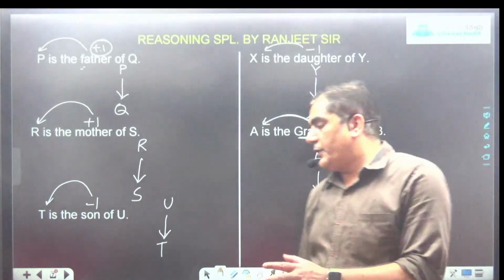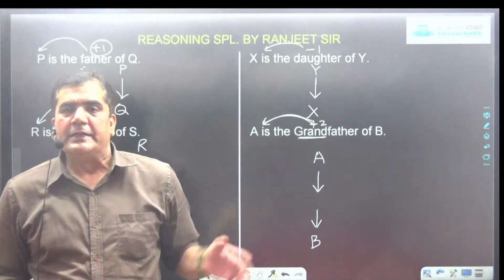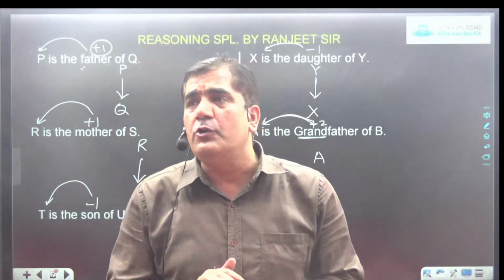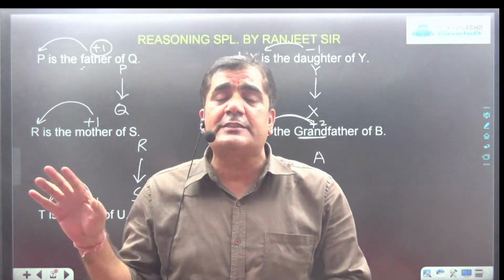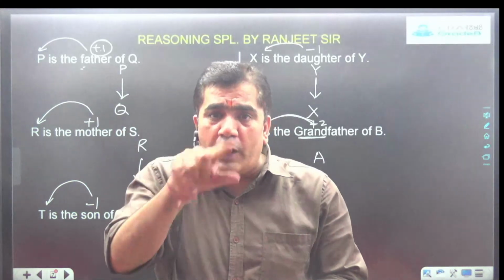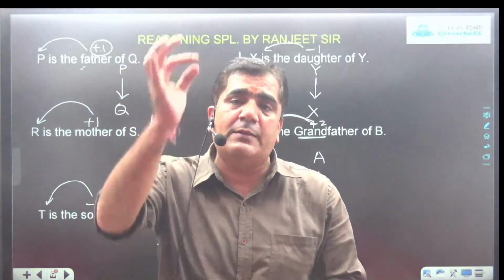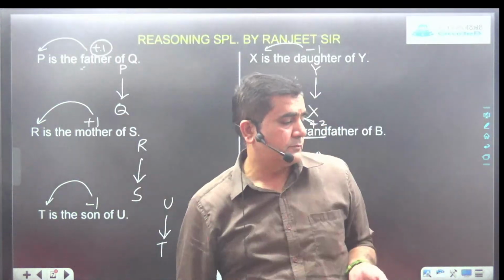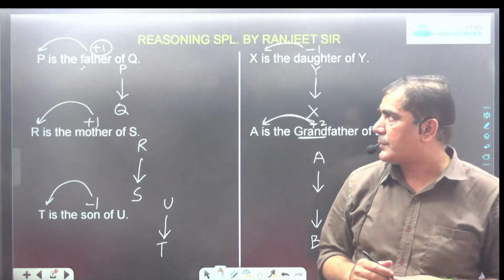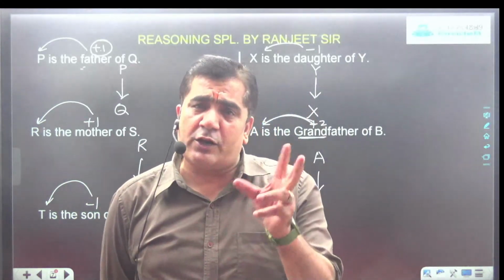Okay. So till now we have understood what is generation gap and how to utilize generation gap in my family tree. See, suppose they have given P is the brother of Q. Brother means the same generation. No arrow is going to come in case of brother and sister. No arrow is going to come in case of husband and wife, because husband and wife will be in the same generation. Clear?